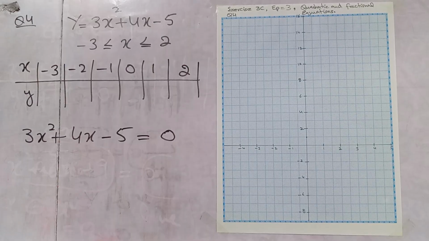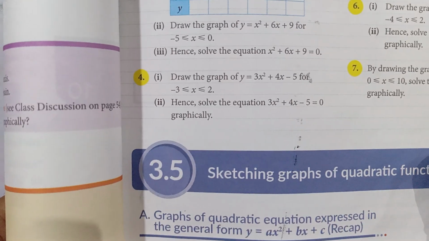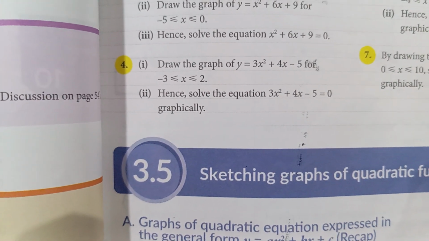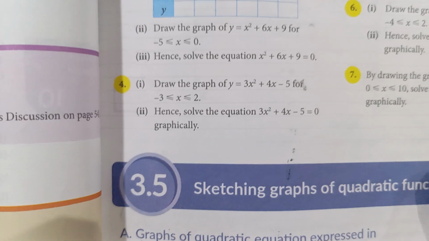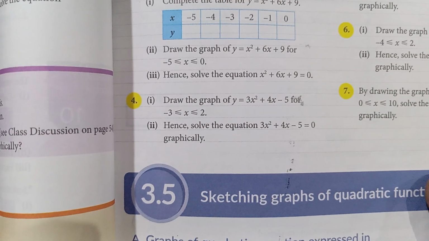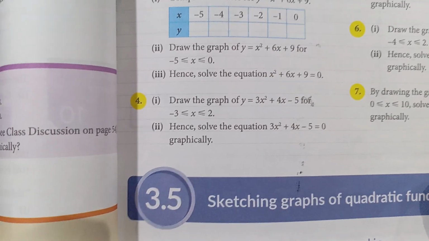So my dear students, now we are going to solve exercise 3C, question number 4. It says, draw the graph of y equals 3x squared plus 4x minus 5 for x from -3 to 2. Hence, solve the equation 3x squared plus 4x minus 5 equals 0 graphically.